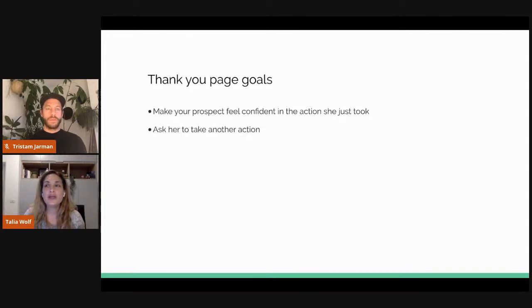And goal number 2 is to ask her to take another action. It's actually called foot in the door technique. And it's another psychological trigger that's based on the fact that when we've taken one action, we're far more likely to take another. So that's why you'll see a lot of brands use a 2-step sign up process. So first you fill in your name and only then you put in your email.